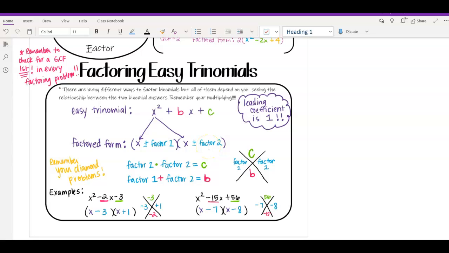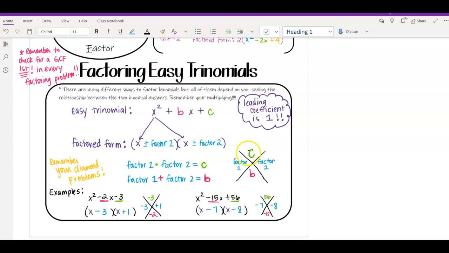Well, you go back to those diamond problems that we did because there's a relationship between those two numbers. Between the two numbers, they will multiply to make your constant or your last number. And those two numbers will add to make that middle number, that B number in the middle. Think about it this way.